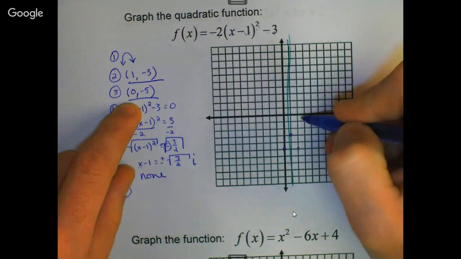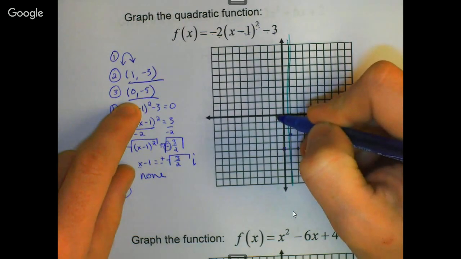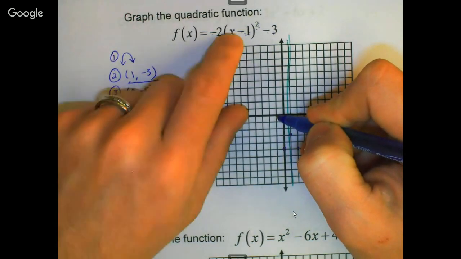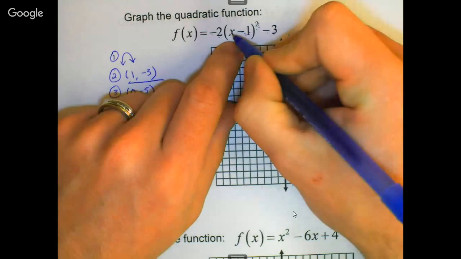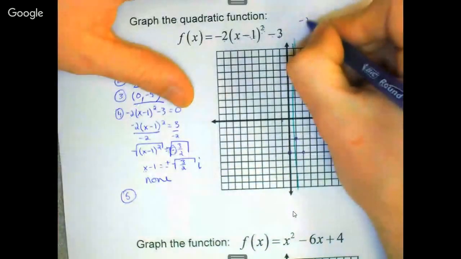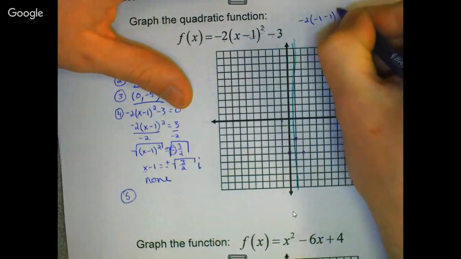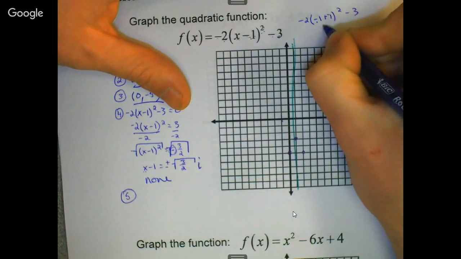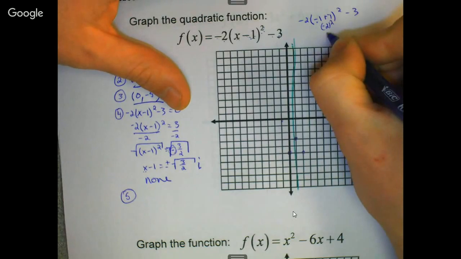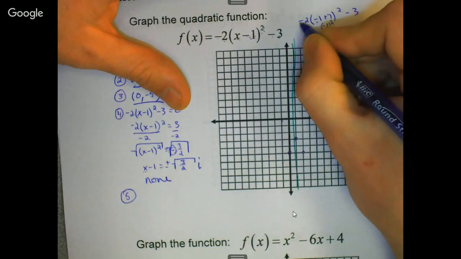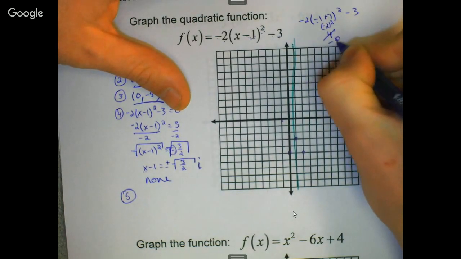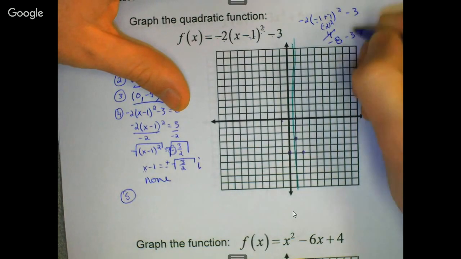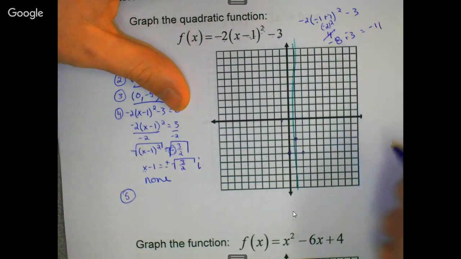I might plug in, let's say, -1 and see where that is. So we'll have -1 minus 1 squared minus 3. So -1 minus 1, that's -2, squared is 4. 4 times -2 is -8, minus 3, -11. So it's not quite on there.